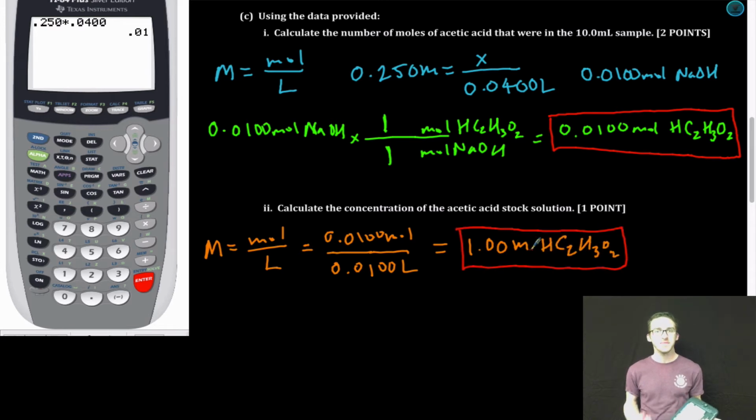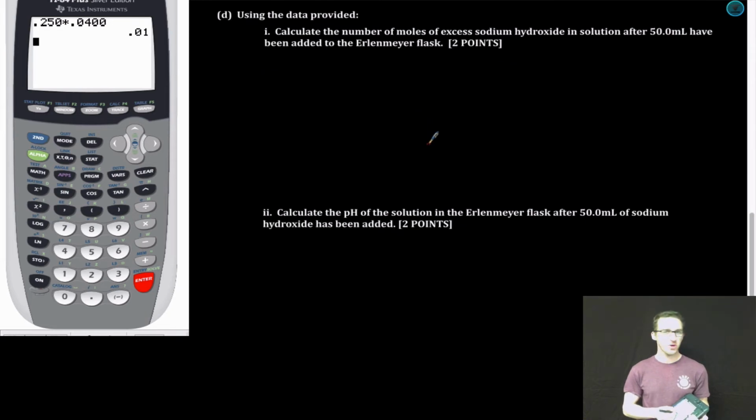Boom. Again, this is often the point of a titration. We're using a titrant of known concentration to determine the concentration of an analyte, in this case, acetic acid. The power of stoichiometry. Solution stoichiometry. Getting my solutions from my stoichiometry. Part D. Using the data provided.